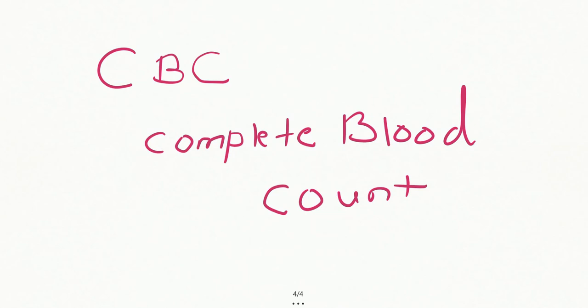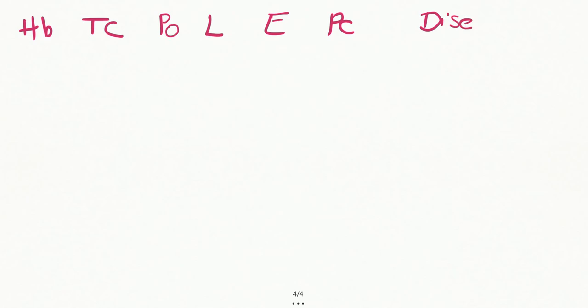So you know that in the CBC we get a lot of parameters. First I will put HB, that is hemoglobin. Then I will put total count, TC, and platelet count, which is very important. Lymphocytes and eosinophils are also really very important. I will put polymorphs as PO, and platelet count as PC. Here I will put the disease we are thinking of. So if you get a CBC report, a blood count report, just look at these things.